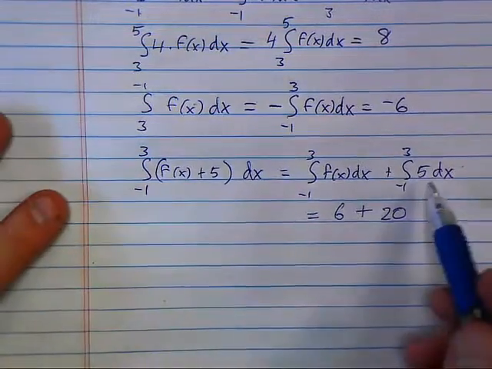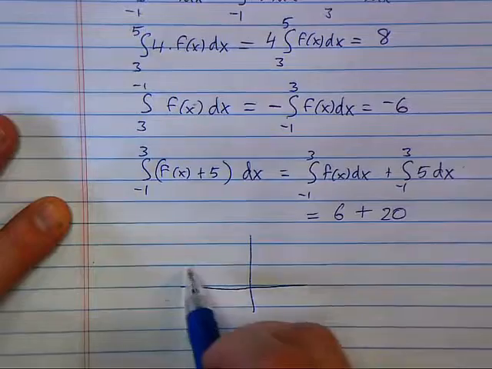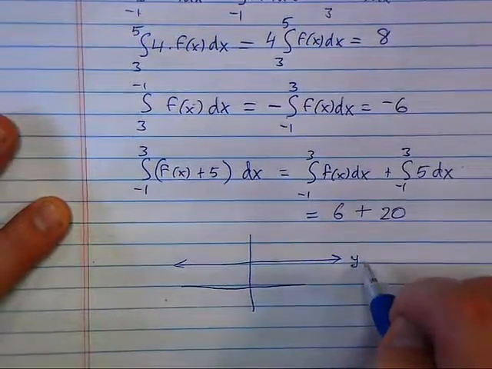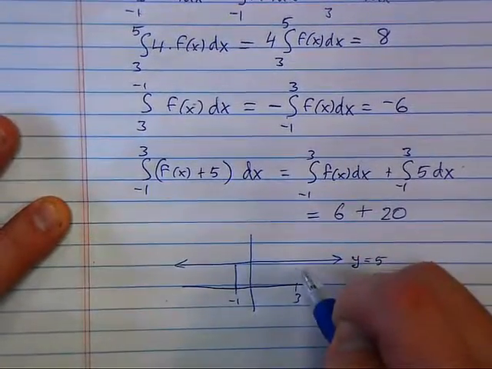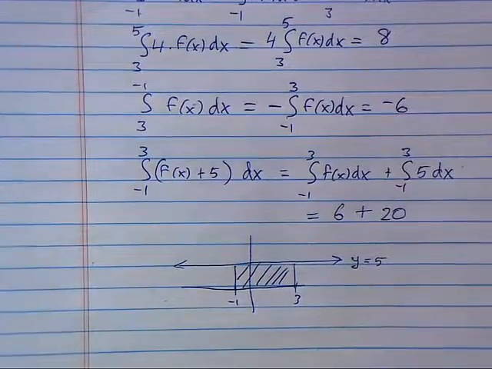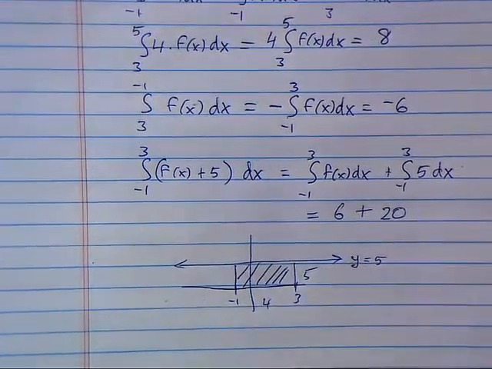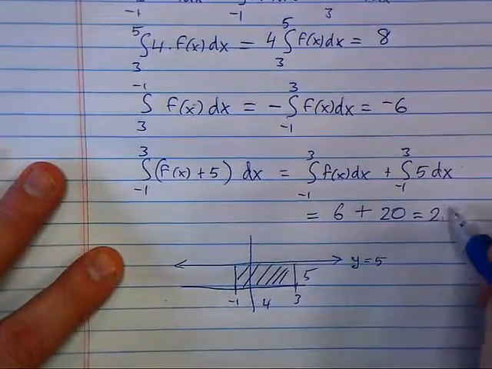Right. And why is that? What does the function y equals 5 look like? It's a line. It's a horizontal line. So there's the function y equals 5. It's just a rectangle. And we're going from -1 to 3. You're exactly right. Remember, integrals are areas. So the integral from -1 to 3 of 5 is asking you, find the area of that rectangle. And that rectangle is 4 by 5. So the area is 20. So the answer would be 26.